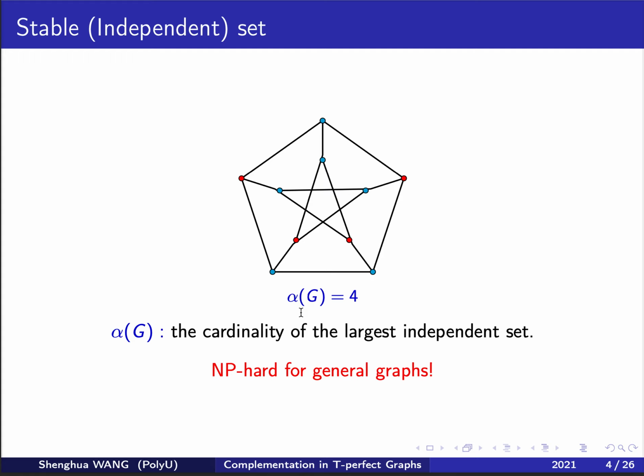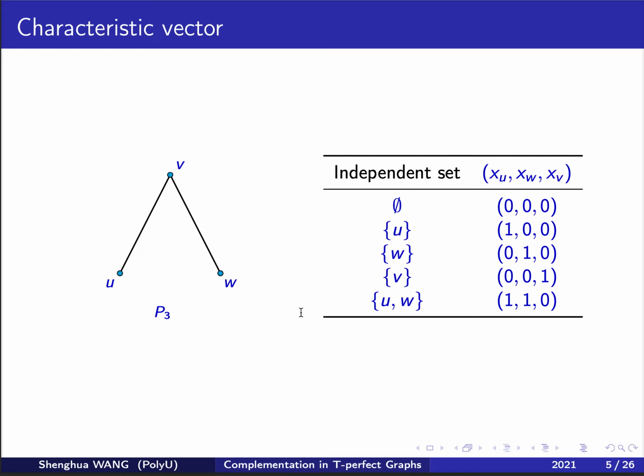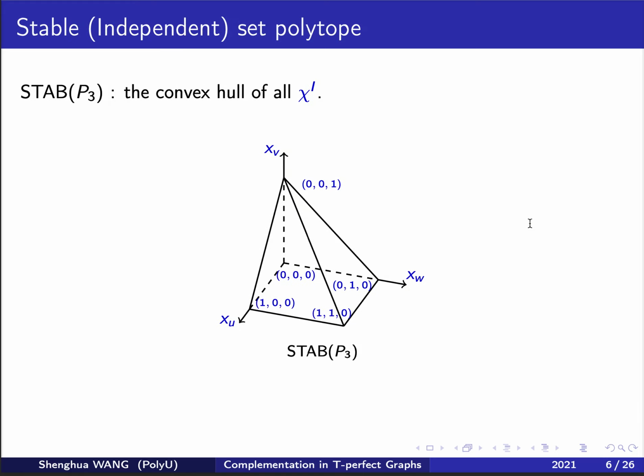Maybe we could find some method to find the independence number for graphs in some graph classes. Let's take P3 as an example. This is a path graph with 3 vertices, and we can find that it has 5 independent sets: the empty set, 3 independent sets with cardinality 1, and one independent set with cardinality 2. For each independent set, we could use a characteristic vector to represent it. The stable set polytope of this graph is just the convex hull of all of the characteristic vectors of the independent sets in the graph.